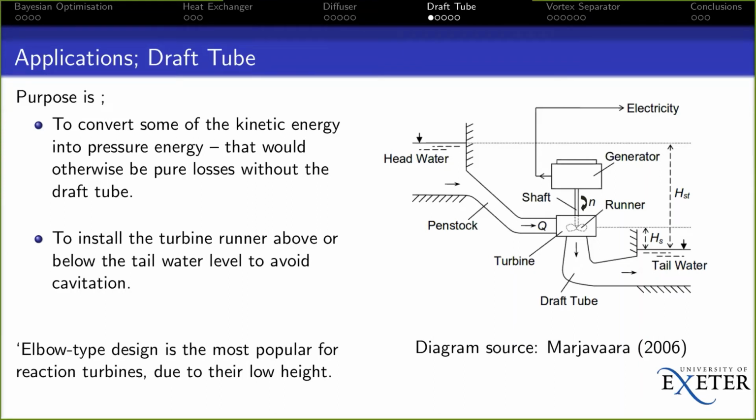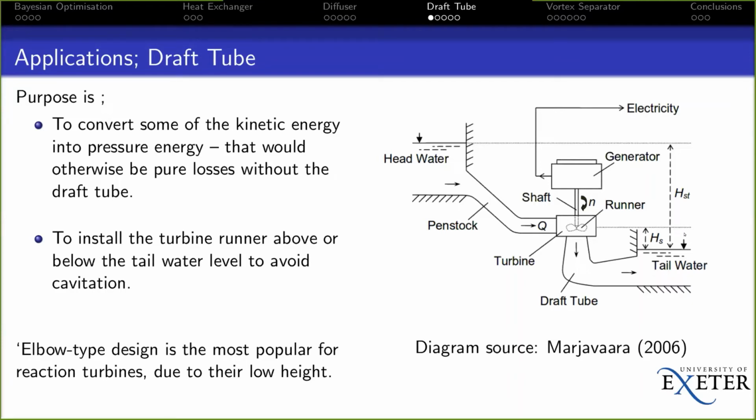So I'm going to quickly move on to the third example here, which is a draft tube. This is a structure in hydroelectric power generation, which takes water from the turbine and returns it to a river. And again, this is a structure which can be optimized, in fact has to be optimized. We want to reduce the amount of energy lost by friction, but slightly counterintuitively, I think, increase the pressure change.